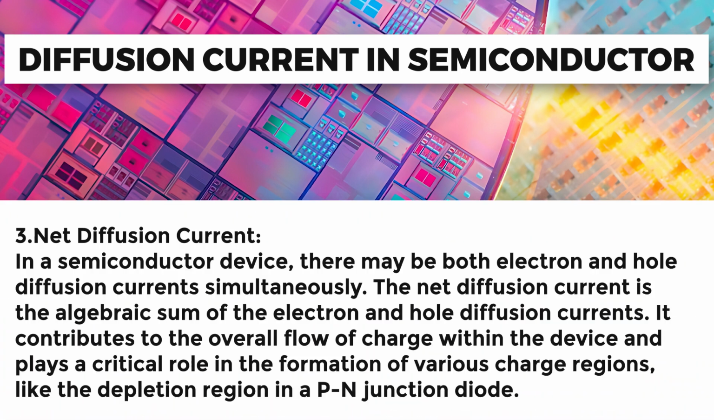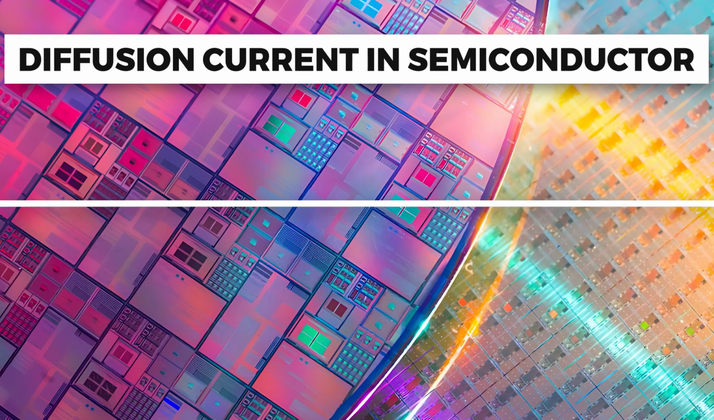Net diffusion current. In a semiconductor device, there may be both electron and hole diffusion currents simultaneously participating. The net diffusion current is the algebraic sum of the electron and hole diffusion currents. It contributes to the overall flow of charge within a device and plays a very crucial role in the formation of various charge regions, like the depletion region in a p-n junction diode.